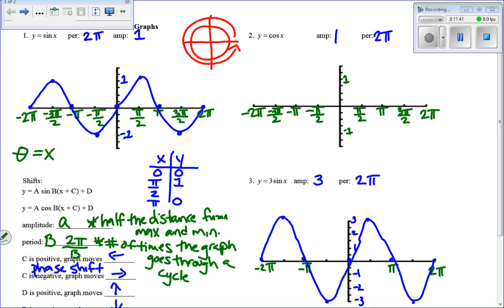So when you're looking at cosine of 0, what's the value of cosine of 0? It's 1. Okay, what's your value at cosine pi over 2? It's 0. Cosine pi? -1. Cosine 3 pi over 2? 0. And cosine 2 pi? Back up at 1. Okay, so this is 1 cycle.